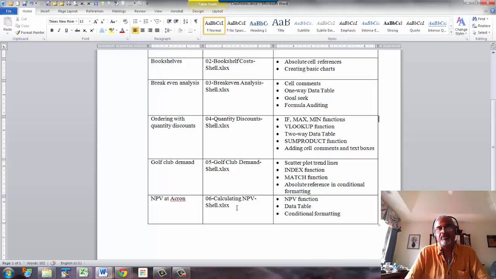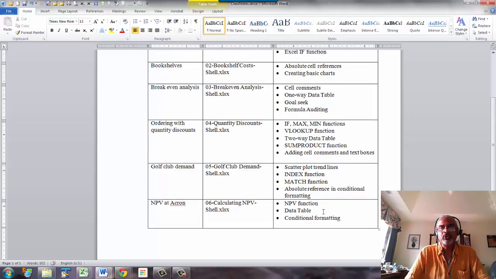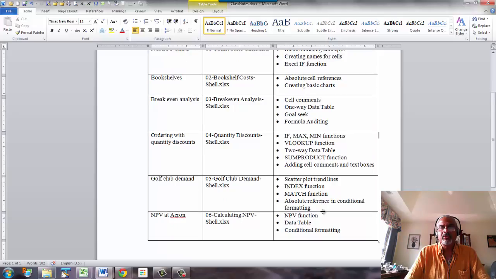And the last model was NPV, net present value, and again we did a data table and conditional formatting there also. So this gives us a very good exposure to lots of advanced features in Excel, advanced modeling features, and descriptive modeling. Mostly these are all descriptive modeling, and we are not trying to figure out the best possible answer. We are trying to do sensitivity analysis and what-if analysis and that kind of stuff. In Chapter 3, we're going to start working on the best model or optimizing model.